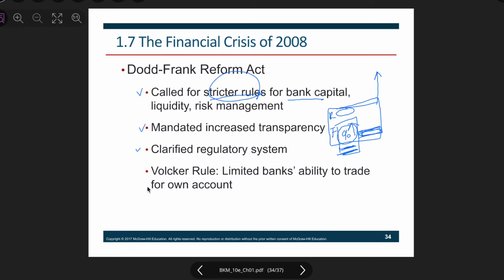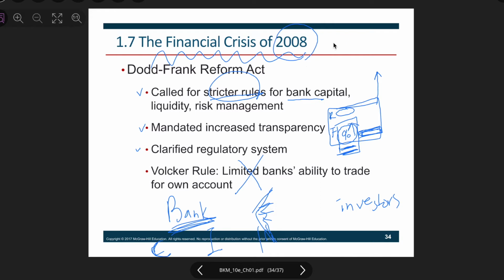And they mandate increased transparency, right? And clarified the regulatory system and limited the ability to trade for their own account, right? Not on behalf of the customer. If you do it for your own, this is limited, right? So banks were able to do tons of different things without letting the investors know, right? Inside of the bank, we have commercial banks and investment banks. But anyway, both were able to do a lot of things without much regulation. So that's when the financial crisis of 2008 gave a massive hit, with falling house prices. After that, to protect the investors, we mined out some regulations to protect investors from this massive failure of banks.